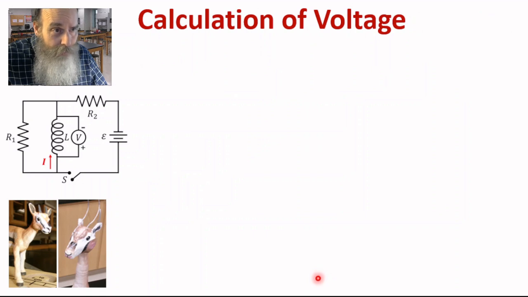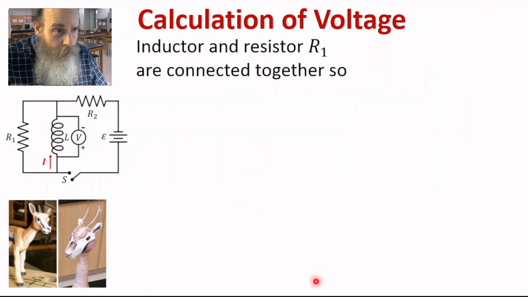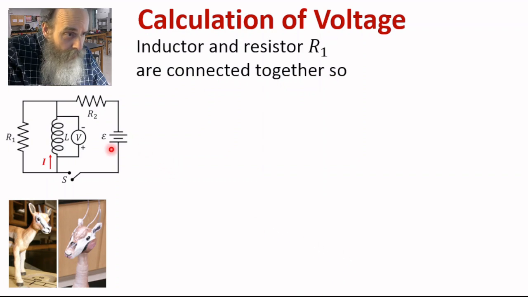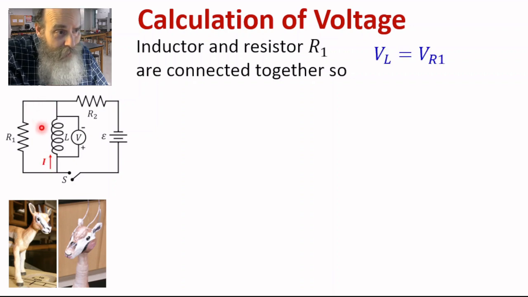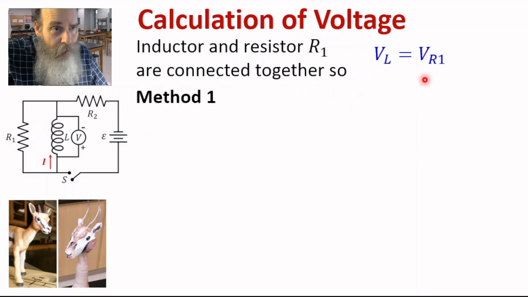Now let's calculate the voltage. The inductor and resistor are connected together, right? So the bottom parts are connected together and the top parts are connected together. So they have the same voltage across them. VL equals VR1. There are two methods to calculate the voltage.